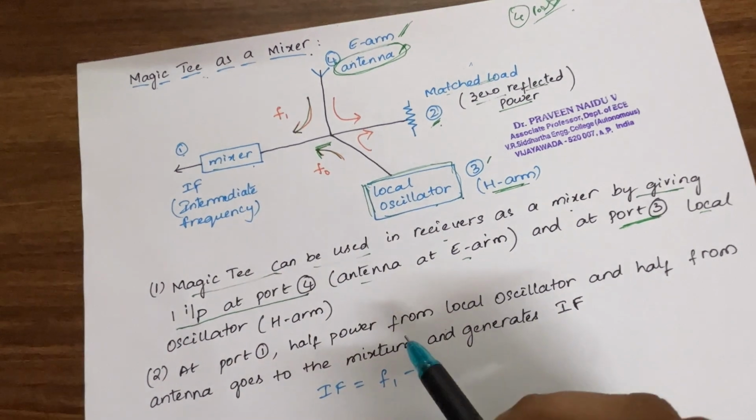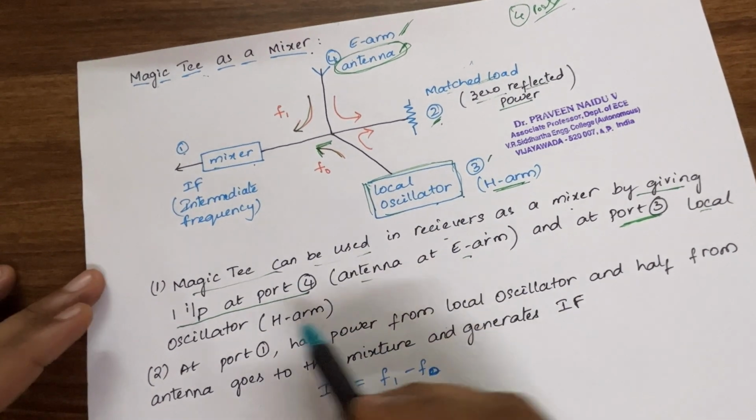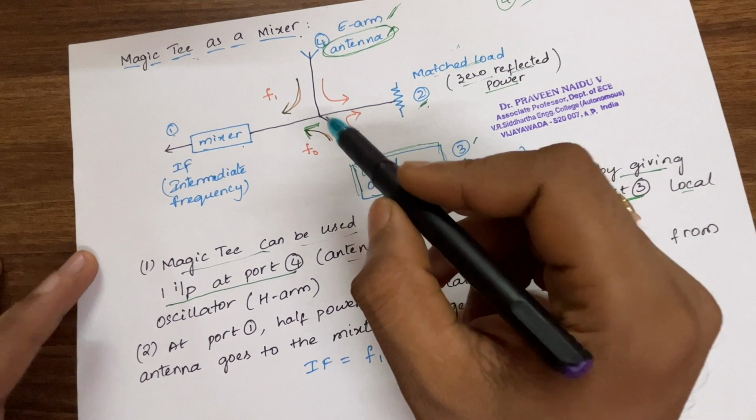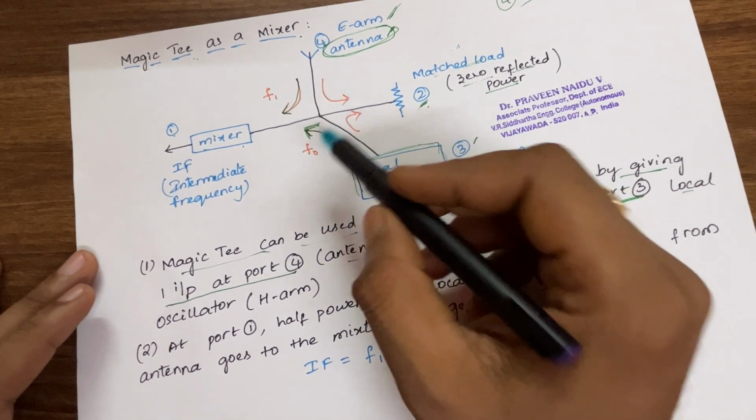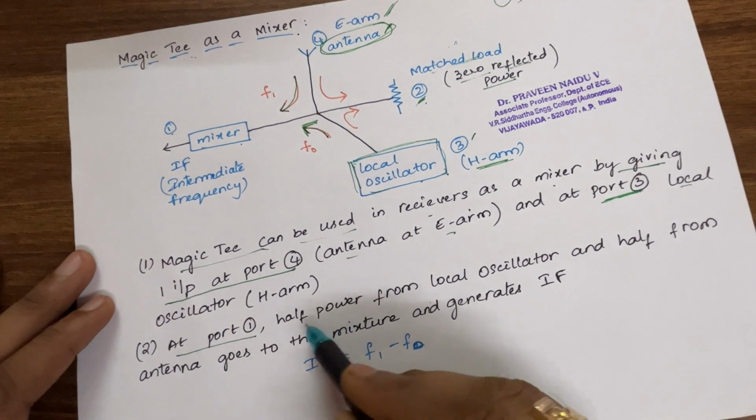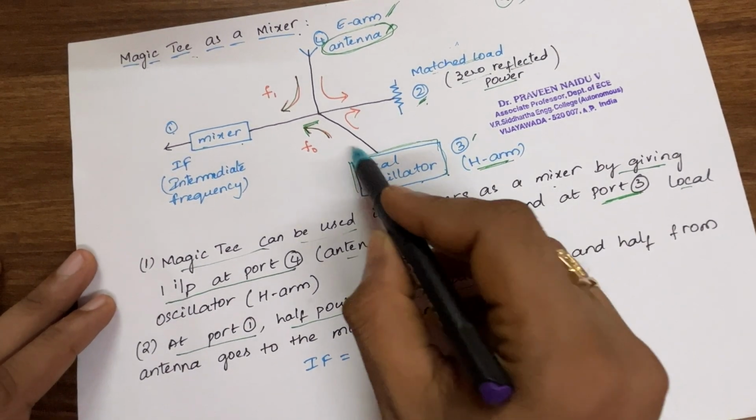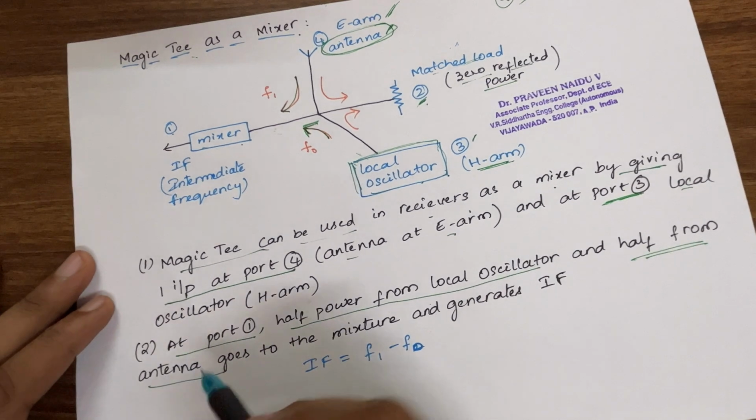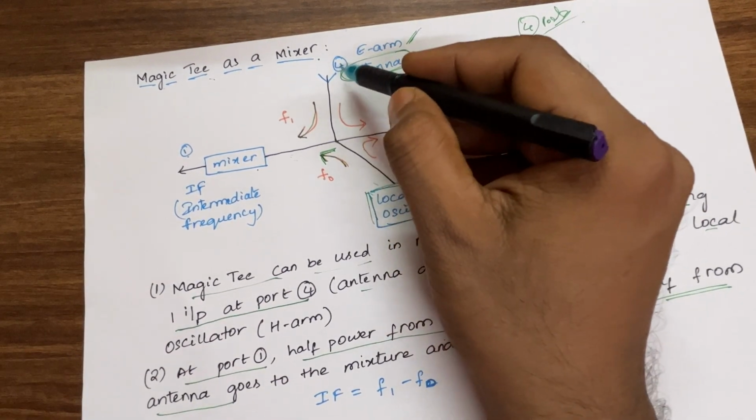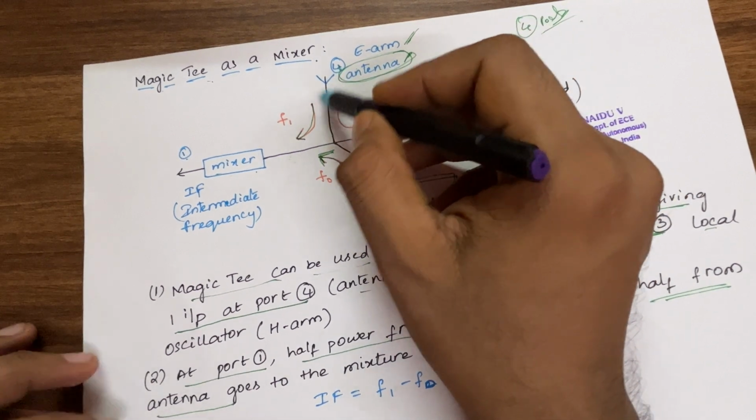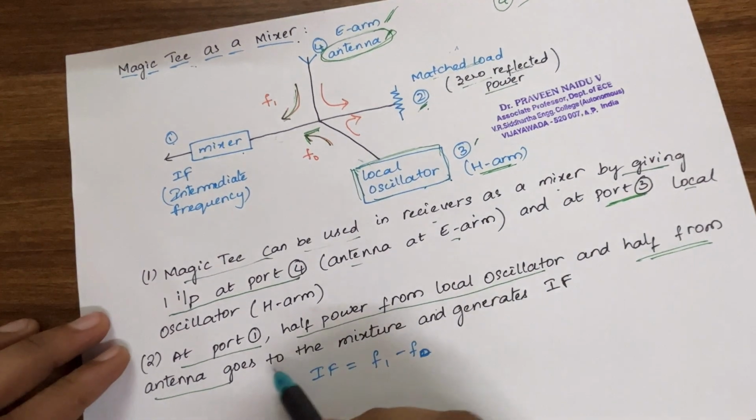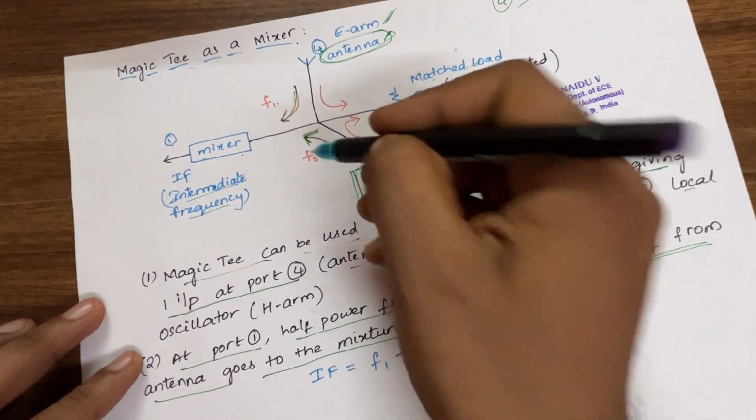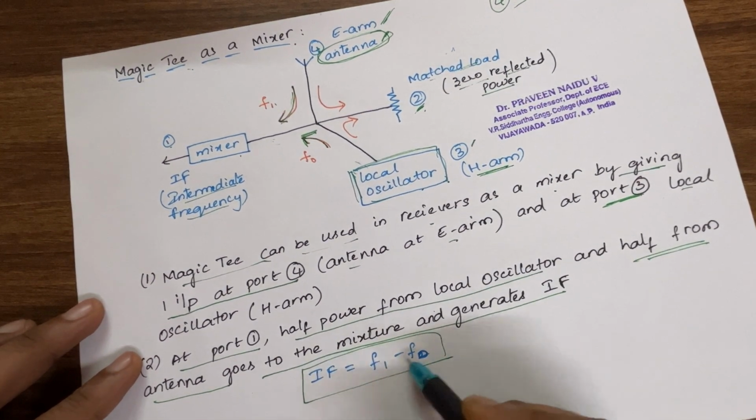At port 1, what is going to happen? Please remember, whatever input you are giving is going to be divided into the other 2 ports equally. Half power is going to be there. So at port 1, half the power from the local oscillator will be there towards the mixer, and half from the antenna. Antenna means the fourth port, from which we are also connecting input. So the half power goes to the mixer and generates an intermediate frequency. That means we get F1 and F0, and the intermediate frequency is nothing but F1 minus F0.